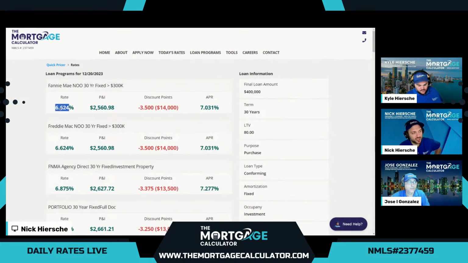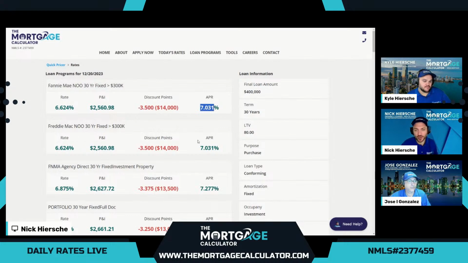All right, good option here at the top, 6.624 rate, 3.5 discount points in cost, puts the final APR at 7.031. So good option here for our customers that qualify, full doc, tax returns, all that great stuff. Before the last few months, these have been really unrealistic. Now these conventional options for investment properties are realistic.